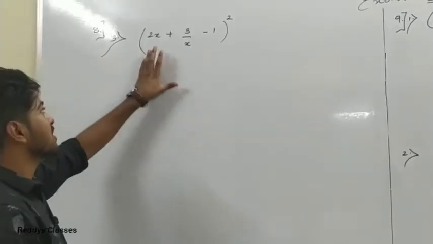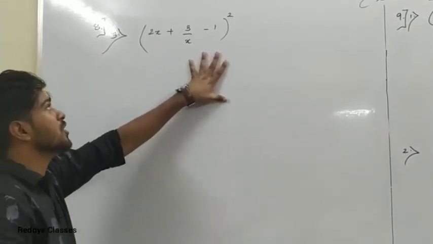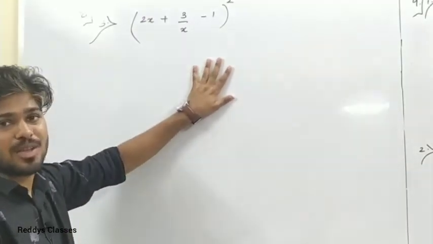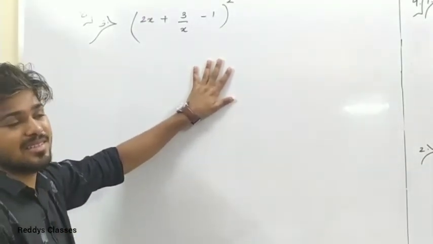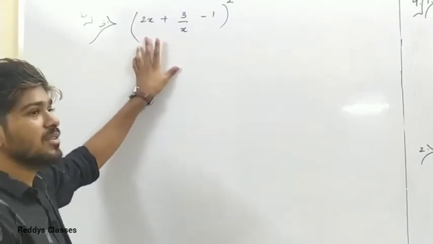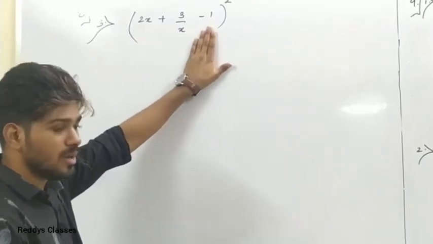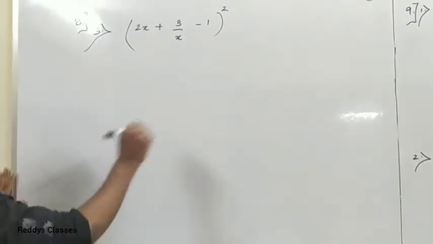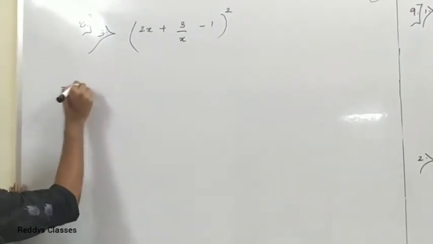Sir, we have one question here, (2x + 3/x − 1) the whole square. We have to use the same formula for it, A square plus B square plus C square plus 2AB plus BC plus CA. So here we have this value for A, this for B, this for C. Let us use it directly, you know the formula now, you may have learned it by heart. So what is A square?